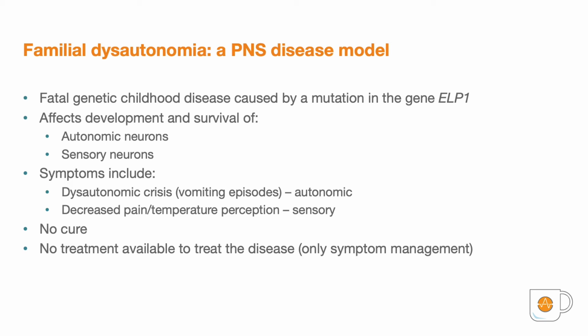On the other hand, due to loss of sensory neurons, patients have decreased pain and temperature sensation. Currently, there is no cure for FD. There are only palliative treatments, and patients rarely live past 40 years old. Thus, there is a clear need to study and understand FD in neurons of the peripheral nervous system.